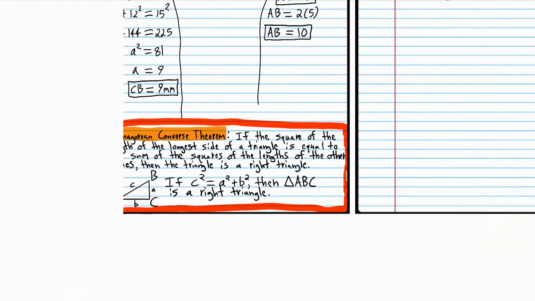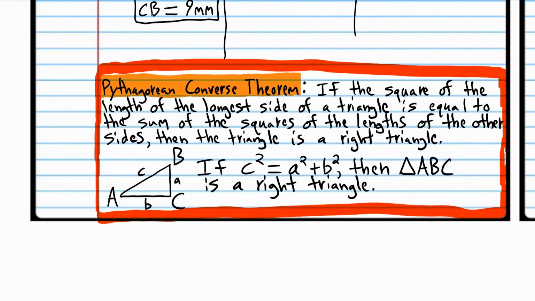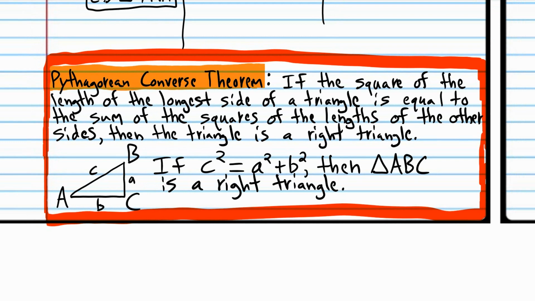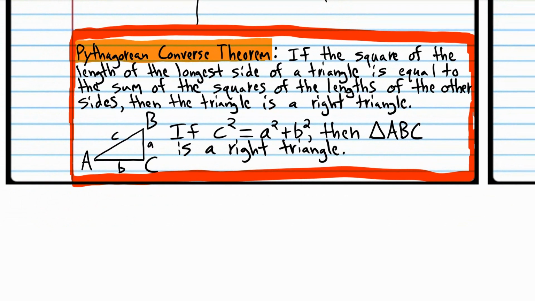But in order to do this, we're going to have to refer back to this theorem here. We know the Pythagorean theorem, but the converse of the Pythagorean theorem is also true. So the Pythagorean theorem says that if you have a right triangle, then the square of the hypotenuse is equal to the sum of the squares of the legs.